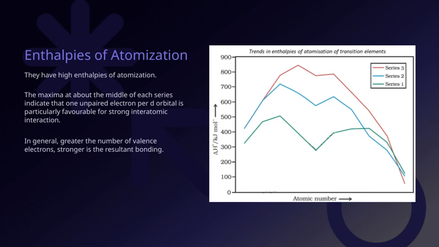So, in summary, the number of valence electrons plays a crucial role in bonding strength, and the presence of unpaired electrons in the d orbitals makes a significant difference in how strongly atoms interact. This connects directly to our overall theme of understanding the factors that influence atomic and molecular stability.